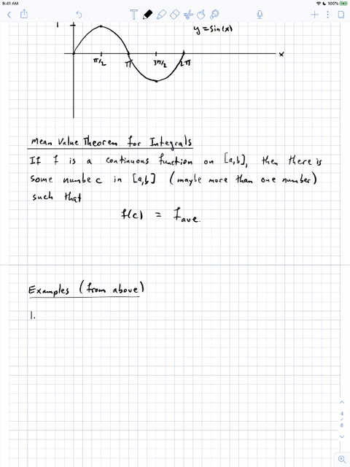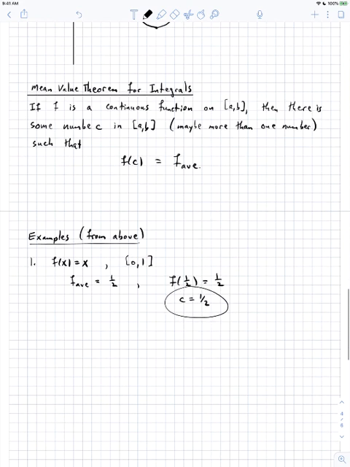So our first example was f of x equals x over the interval from 0 to 1. And we saw that the average value in this case was 1/2. And sure enough, f of 1/2 is 1/2. So that means c is equal to 1/2 does the job. In this case, there's only one c value, but sometimes there are more.